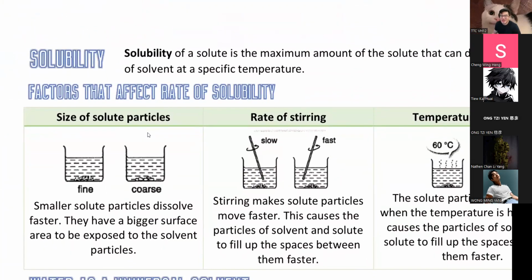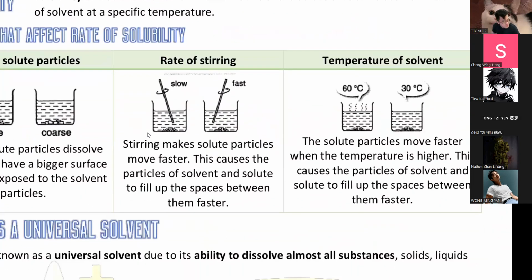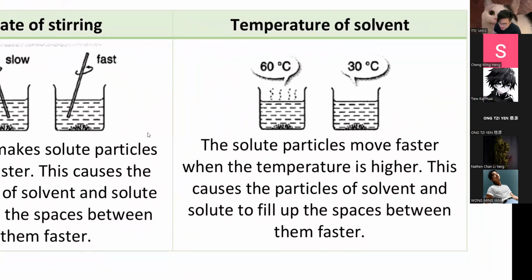Right. Anyway, so let's talk about solubility. So, how do you make your Milo dissolve faster, guys? The key is to make your particles move faster. So how do you make your particles move faster? Number one, you increase your temperature.